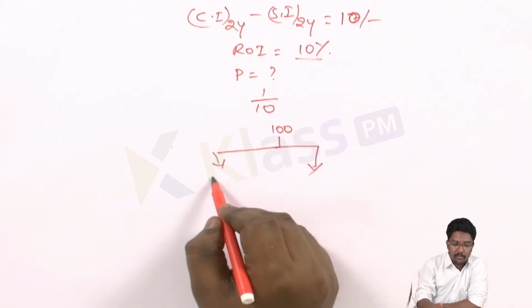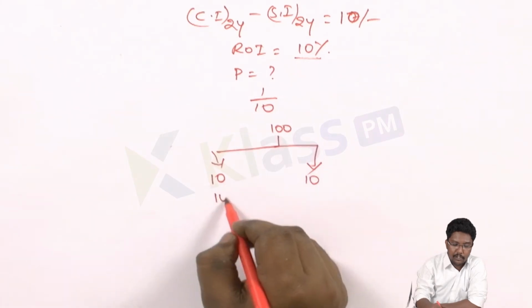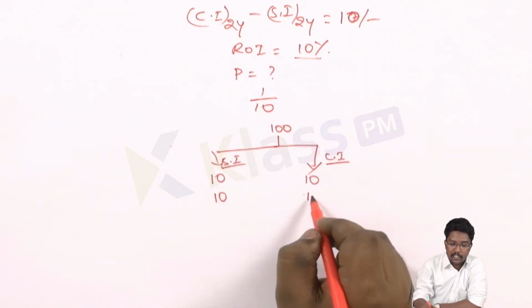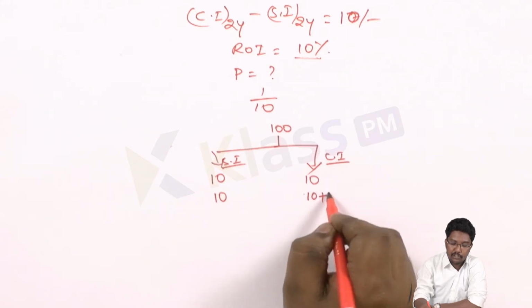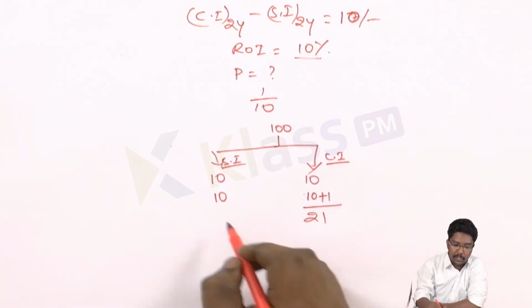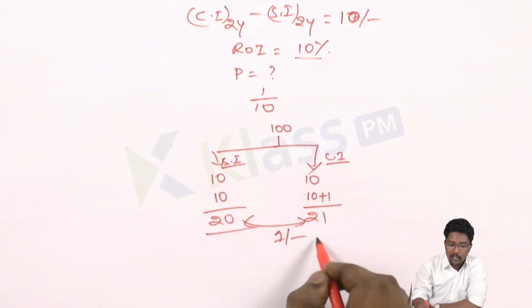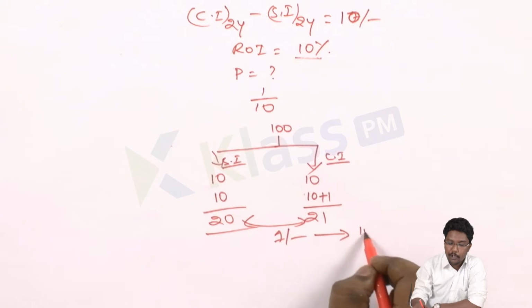Then 10 rupees for the first year. Second year 10 rupees. This is simple interest, and this is compound interest. Second year it is 10 plus again interest on interest, 1 rupee. So for 2 years I am paying 21 here and 20 rupees for simple interest. What is the difference? 1 rupee. But according to the problem it is 10 rupees.